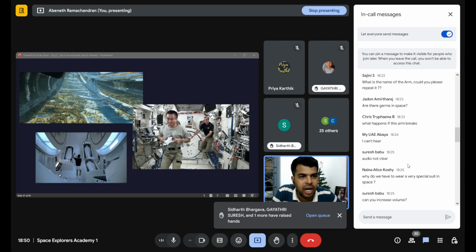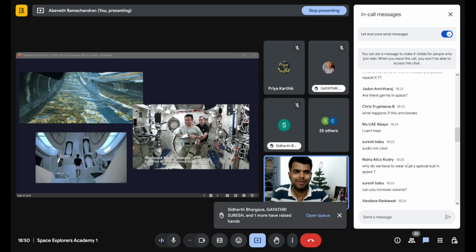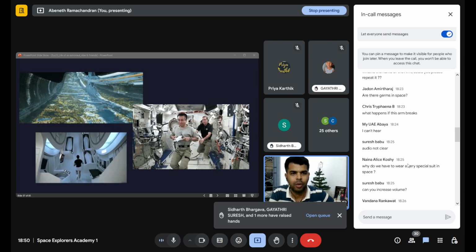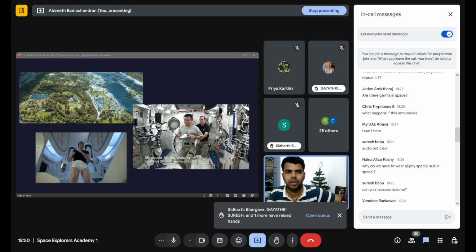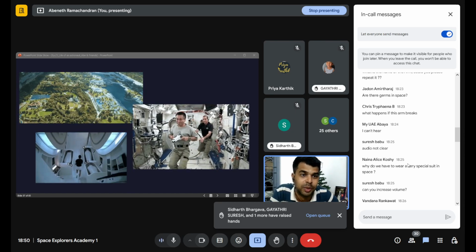What happens if the arm breaks? If that arm breaks, it becomes a very big problem. Everybody will have a problem on the next orbital pass. It will go and hit something else and it will become a lot of debris, or in Tamil it becomes Koputoti, space Koputoti.